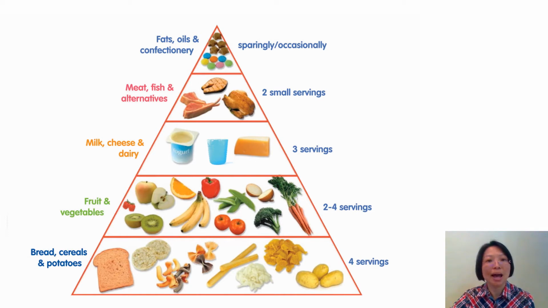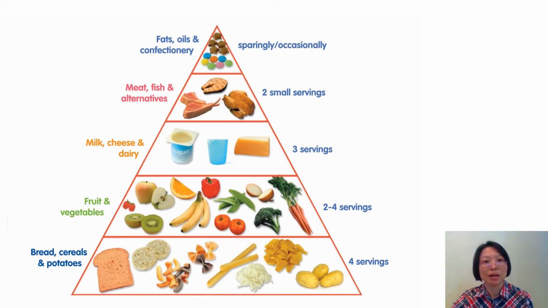And lastly, on the top of the pyramid, which is the 5th level, will be the fats, oils, and confectionery. And this one is the group of food that we should take sparingly or occasionally, meaning that we cannot take fats, oils, and confectionery every day. Maybe you can take once a week or maybe twice a week, but not every day. And when we talk about sparingly and occasionally, it means that we cannot take it in a big quantity because it is not good for our health.